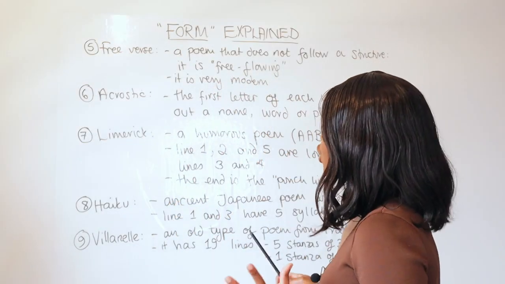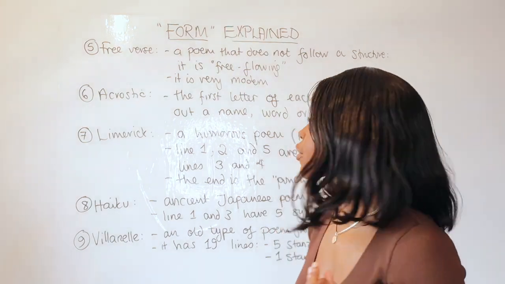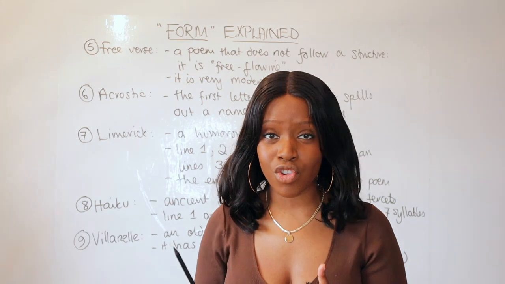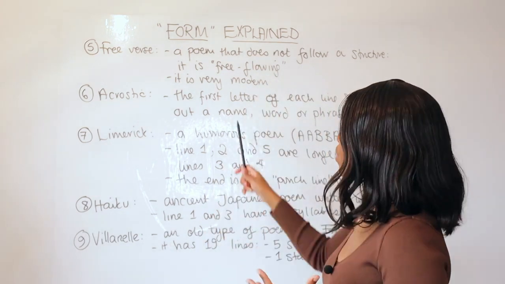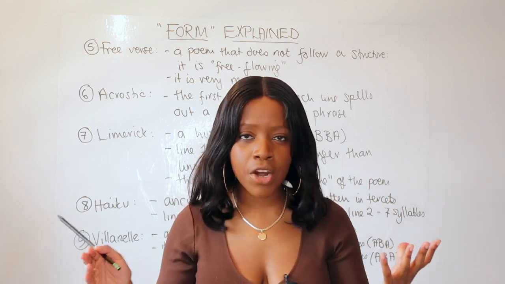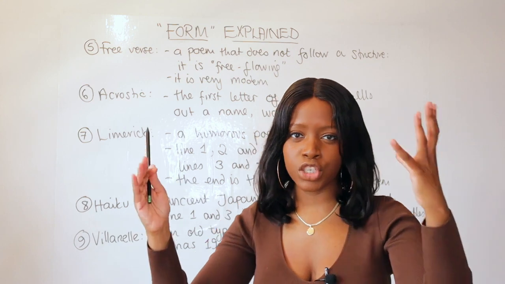So let's move on to the next type of form, which is free verse. Now, bear in mind that free verse is simply a poem that does not follow any set structure, okay? It's actually very free-flowing. In other words, it can have however many stanzas. It can have one stanza that's fairly long or fairly short.